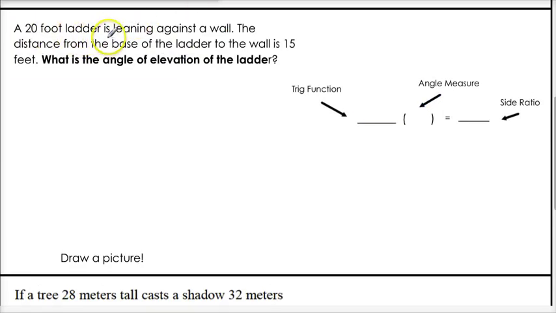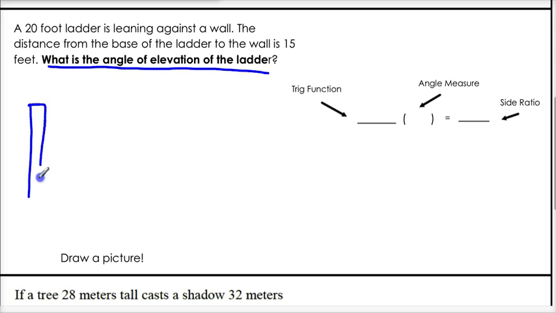A 20-foot ladder is leaning against the wall. We love ladders in math. And the distance from the base of the ladder to the wall is 15 feet. What is the angle of elevation of the ladder? Well, I'm going to explain what this means, but first let's draw a little something something.